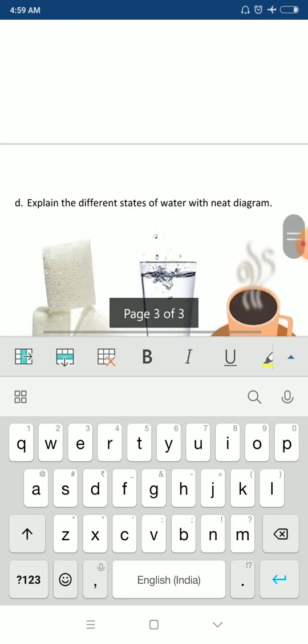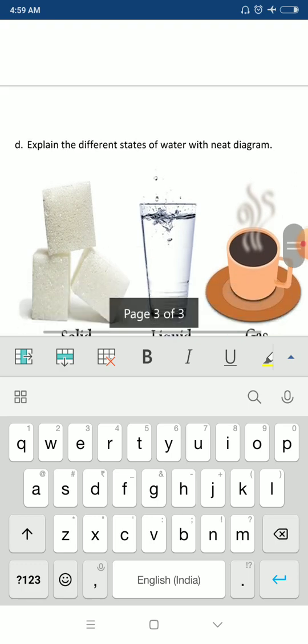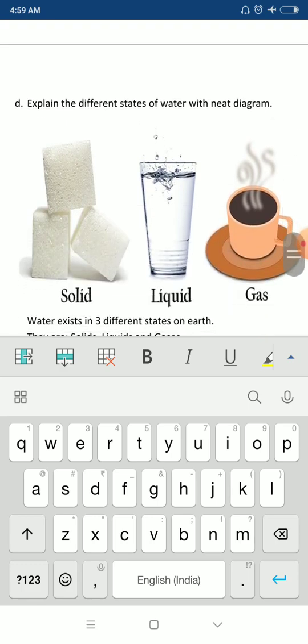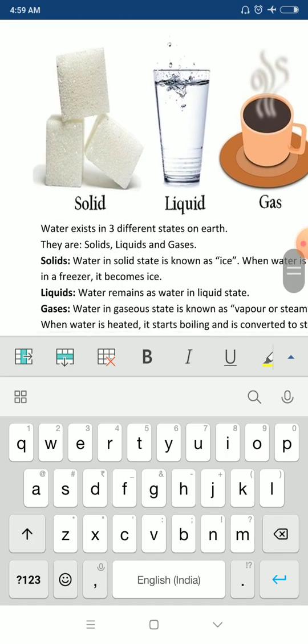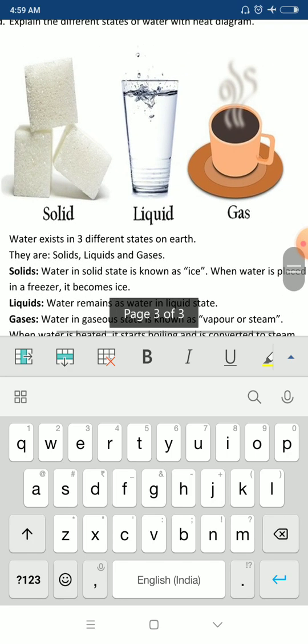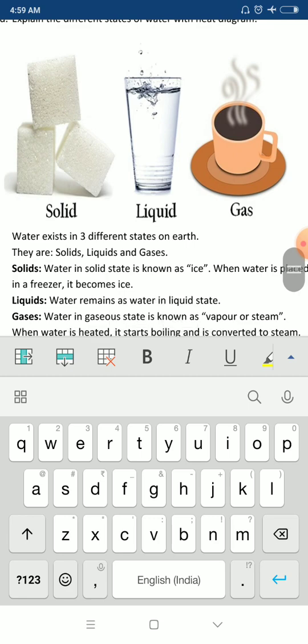Coming to the fourth question, explain the different states of water with the diagram. For the diagram part, you need not draw this very photographically. You can draw one ice cube, you can draw a tumbler showing that that is water, and for steam or gas you can draw like this cup of tea with the aroma coming out.